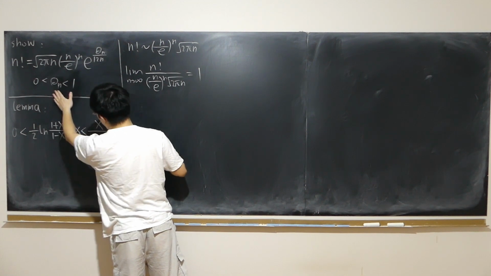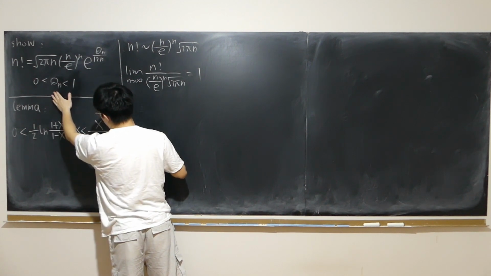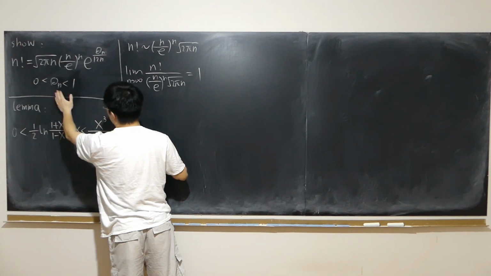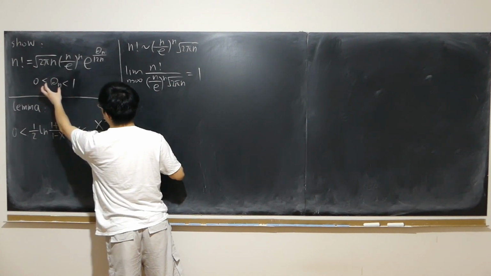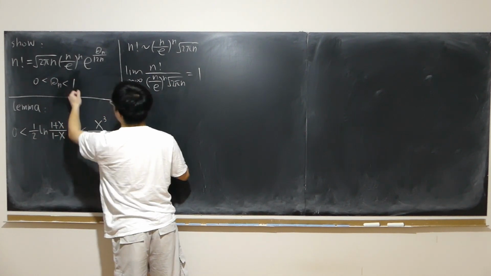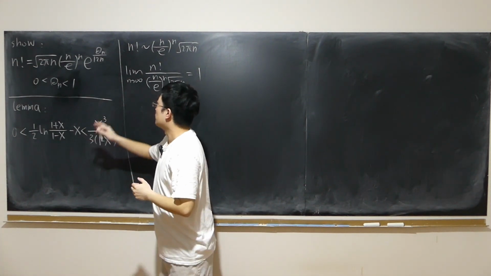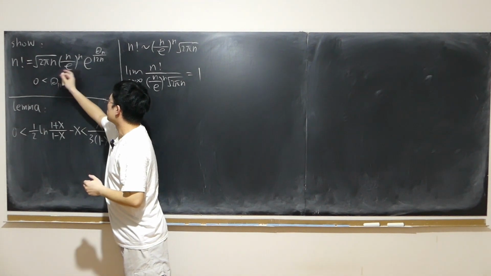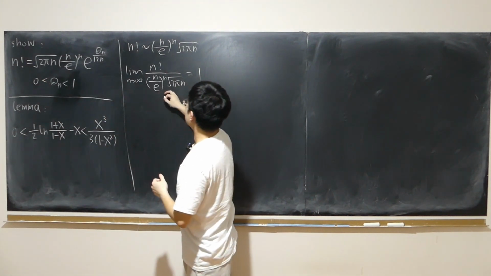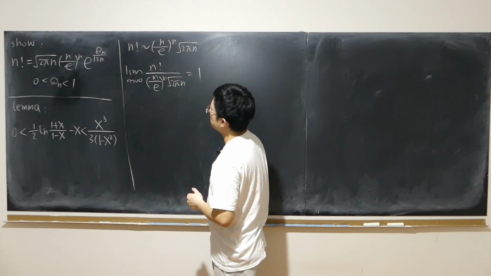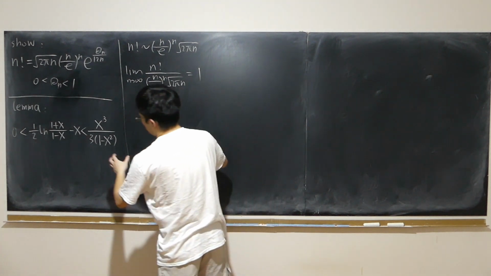So this theta n is a constant that's dependent on n, right? The whole constant is in between 0 and 1. And we don't know where that constant is. But that's the approximate estimation of n factorial, more precise than the Stirling formula. So first we're going to prove this lemma.